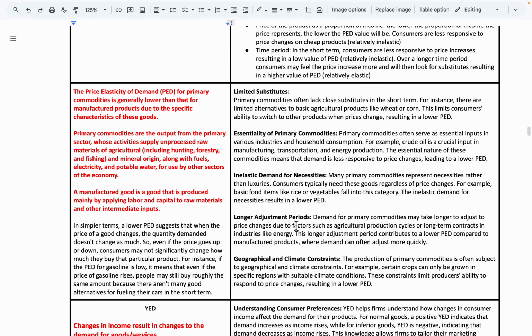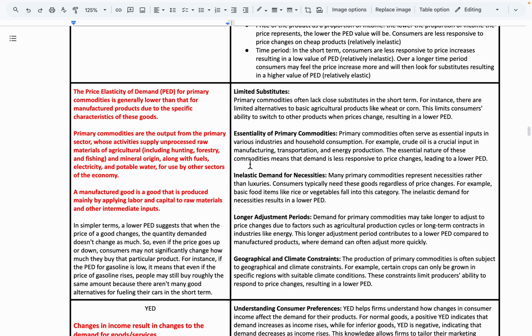So now let's talk about PED for primary commodities, which is generally lower than that for manufactured products due to the specific characteristics of these goods. Primary commodities can be anything like raw materials, agricultural things, mineral origin things, fuel, electricity, and water. Okay, and manufactured goods is basically any good that is produced mainly by applying labor and capital to raw materials and other intermediate inputs.